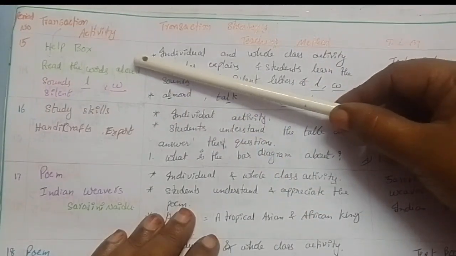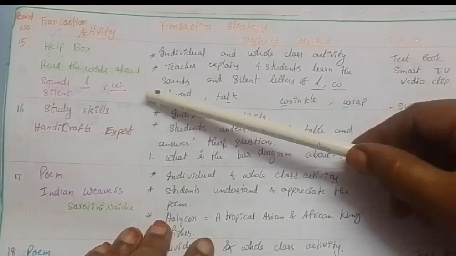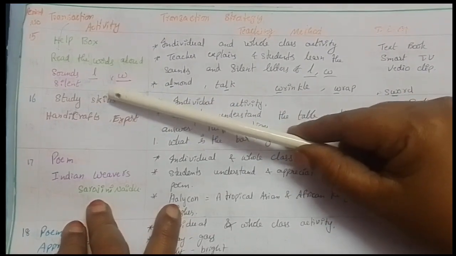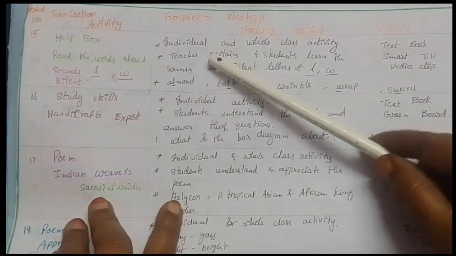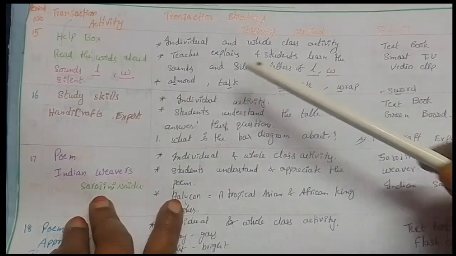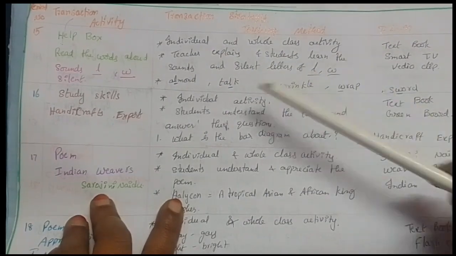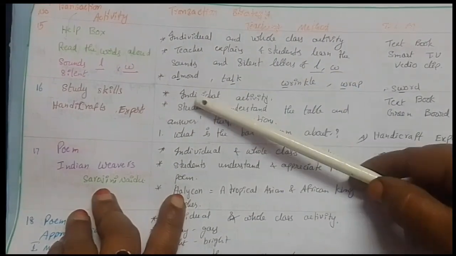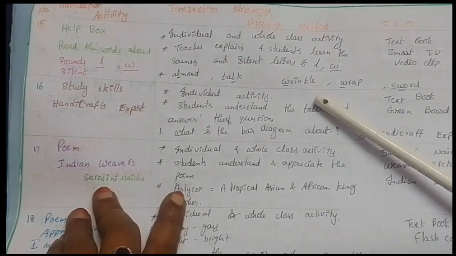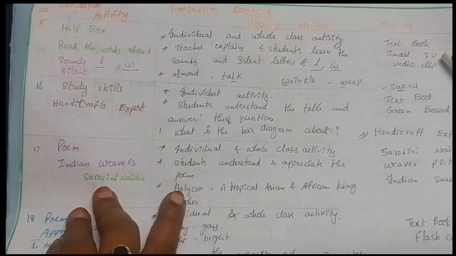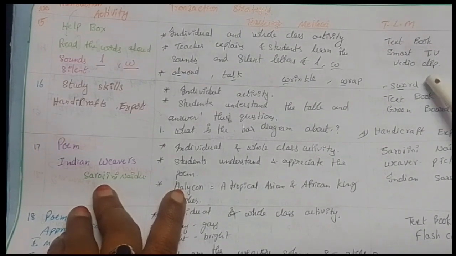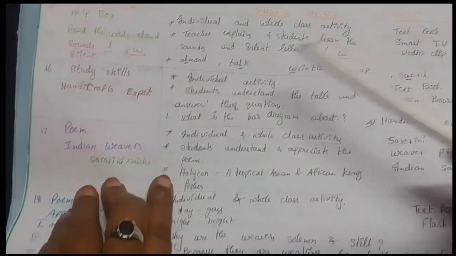Period 15. We have the help box. Read the and we teach the sounds, silent letters like L and W. It's an individual and whole class activity. Teacher explains and students learn the sounds and silent letters of L and W. For example, almond, chalk, wrinkle, wrap. And we use textbook, smart TV and video clips about silent letters as TLM.